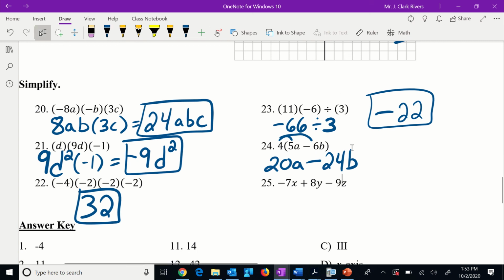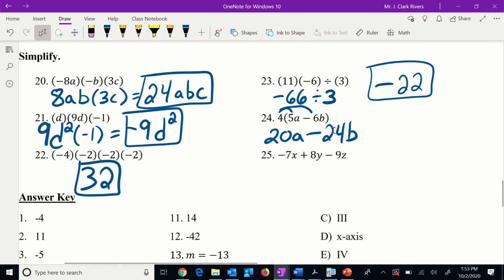Can we combine the a term and the b term? The answer is no, these are not like terms. We cannot combine those. Number 25, negative 7x plus 8y. Can I combine negative 7x plus 8y? The answer is no. These have different variables, so I cannot combine them. Minus 9z, can I combine minus 9z with anything? The answer is no. These all have different variables, so we're going to write the word simplified.